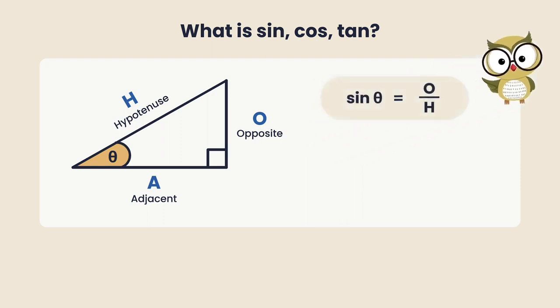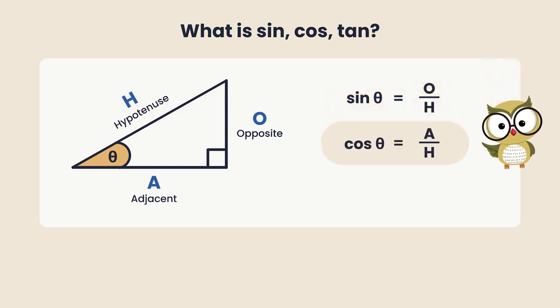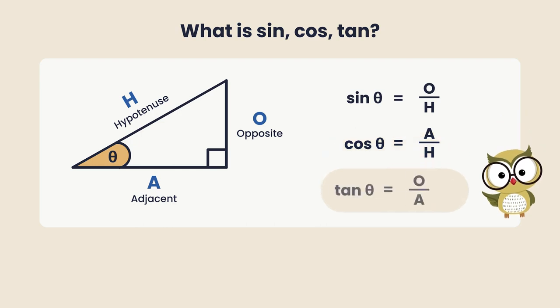Sine of theta is the opposite side, divided by the hypotenuse. Cosine of theta is the adjacent side, divided by the hypotenuse. And tangent of theta is the opposite side, divided by the adjacent side.